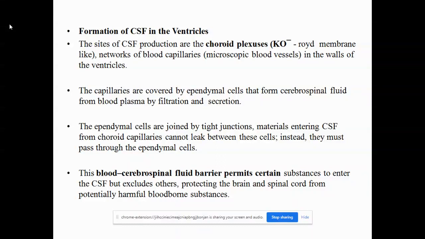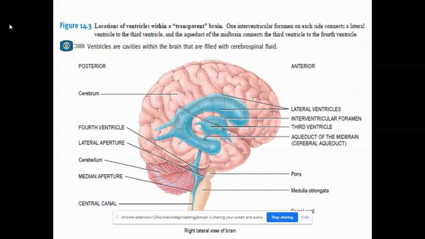That is why selective permeation. The blood brain barrier, or blood cerebrospinal fluid barrier, gives a selective permeation to certain chemicals, thereby protecting the brain and spinal cord from entry of other harmful chemical substances or toxins.